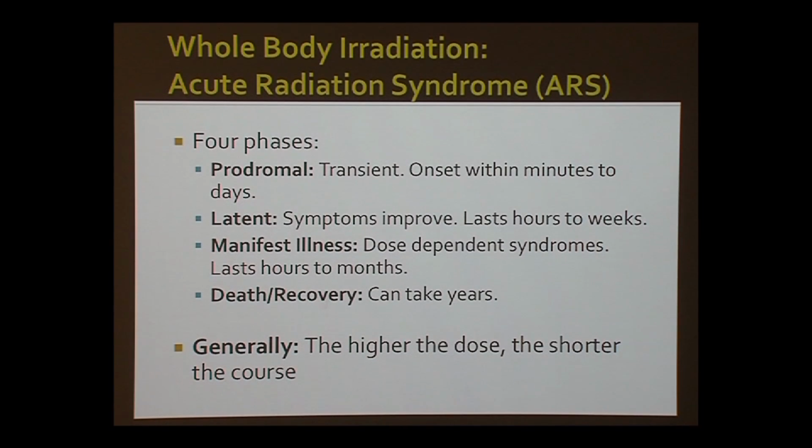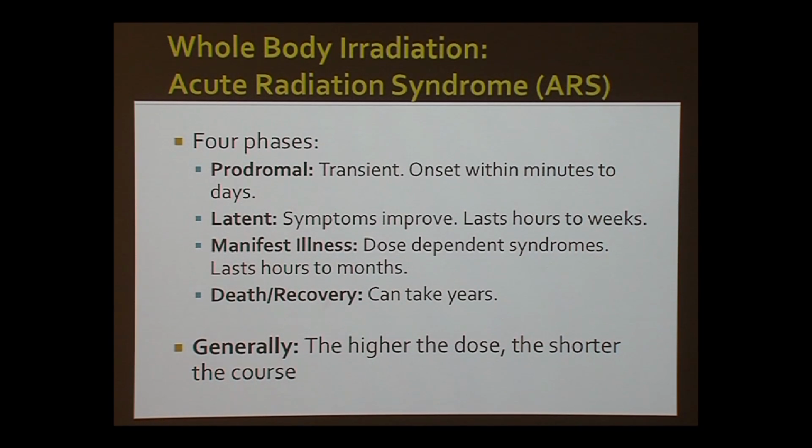Whole body irradiation, or acute radiation syndrome. This syndrome occurs when your entire body is exposed to a large dose of radiation. There are 4 phases to acute radiation syndrome. When you're initially exposed to a large amount of radiation, you have what's called the prodromal stage. It's a very transient stage. Depending on the dose of radiation you receive, the onset could be within minutes or within days. The prodromal phase is usually associated with nausea and vomiting and feeling terrible.